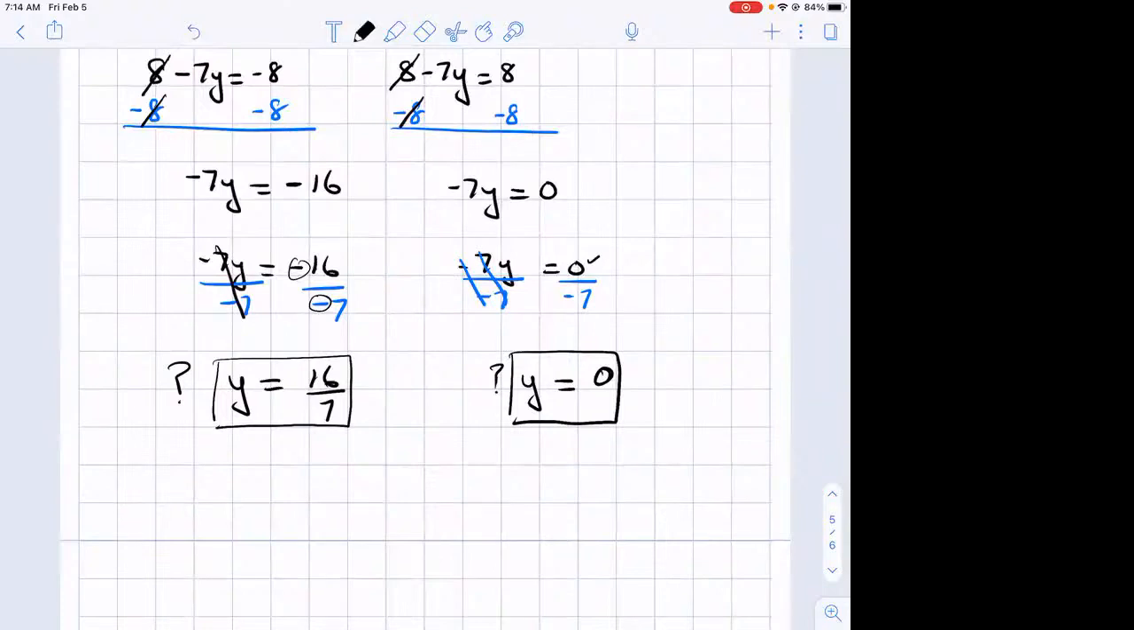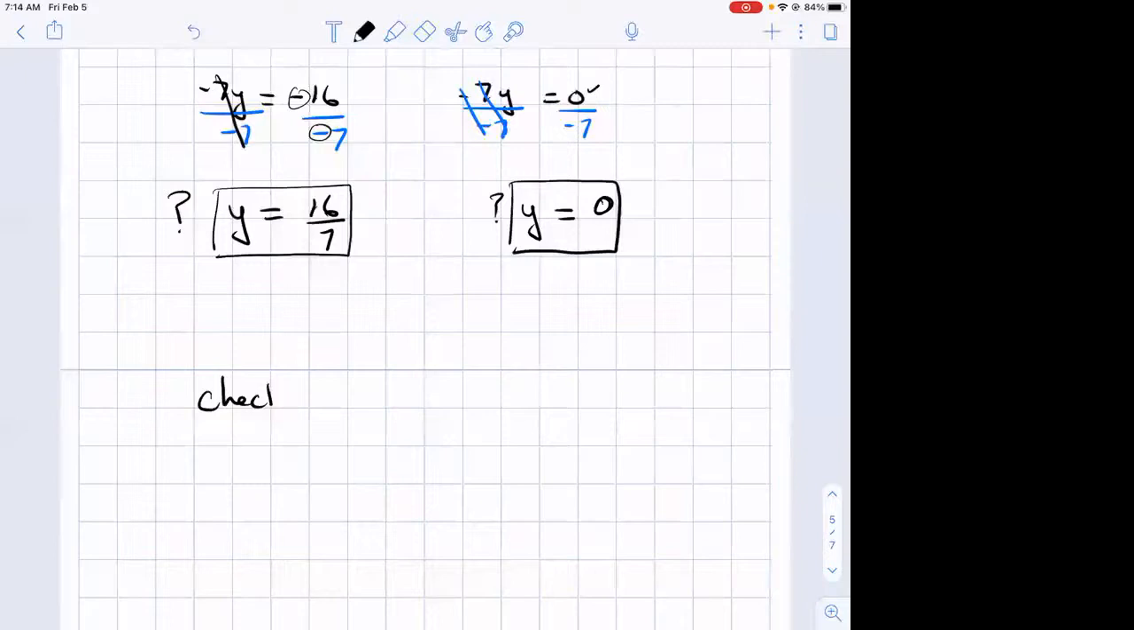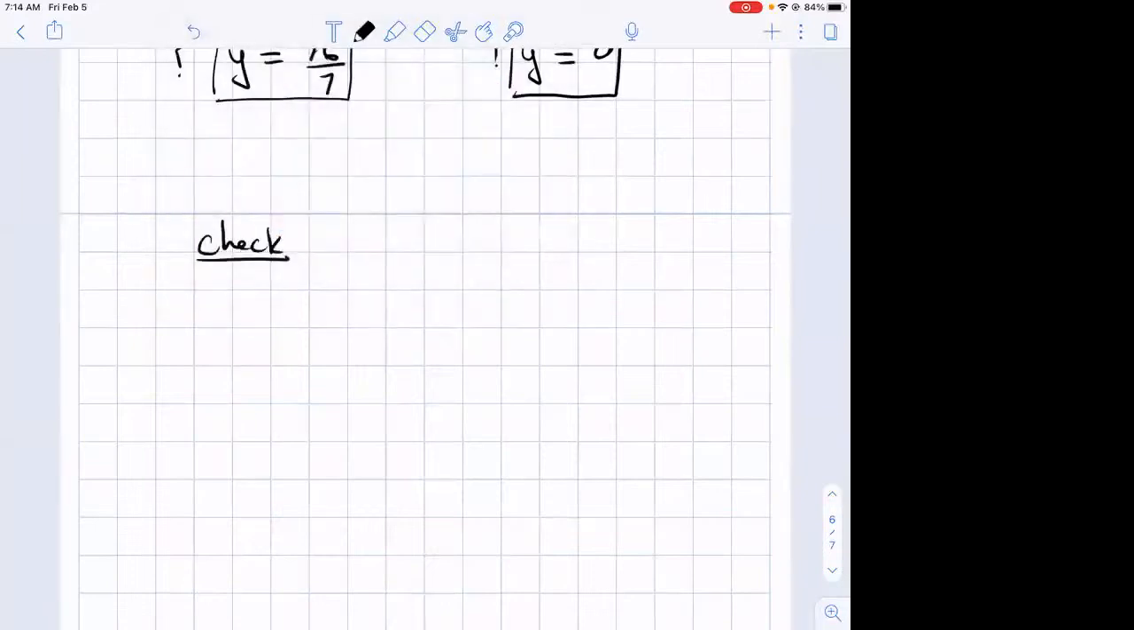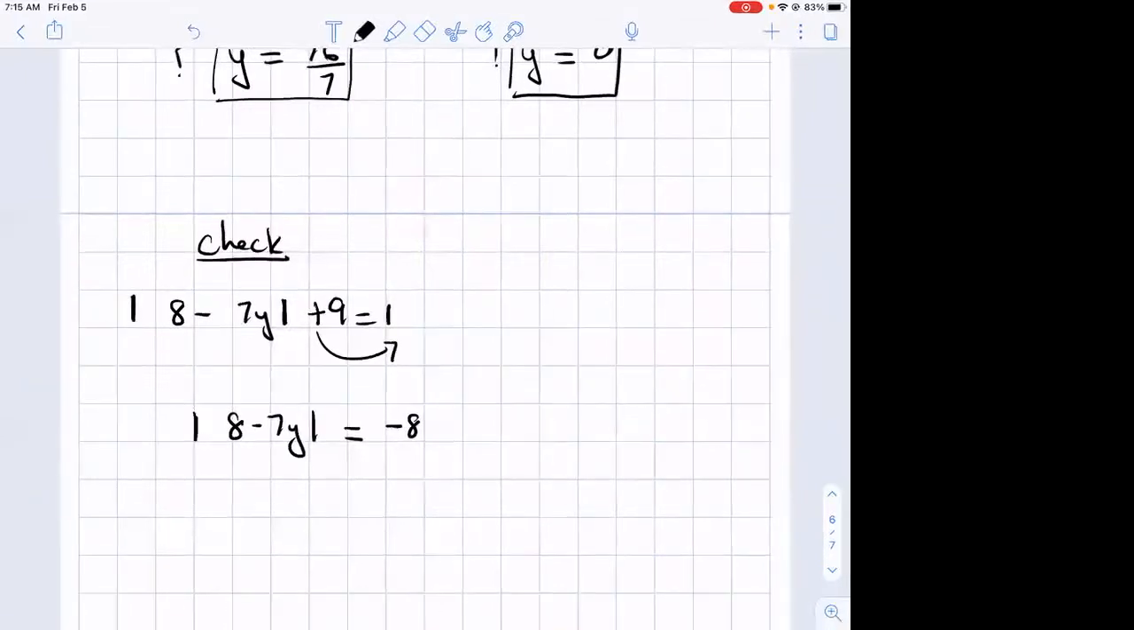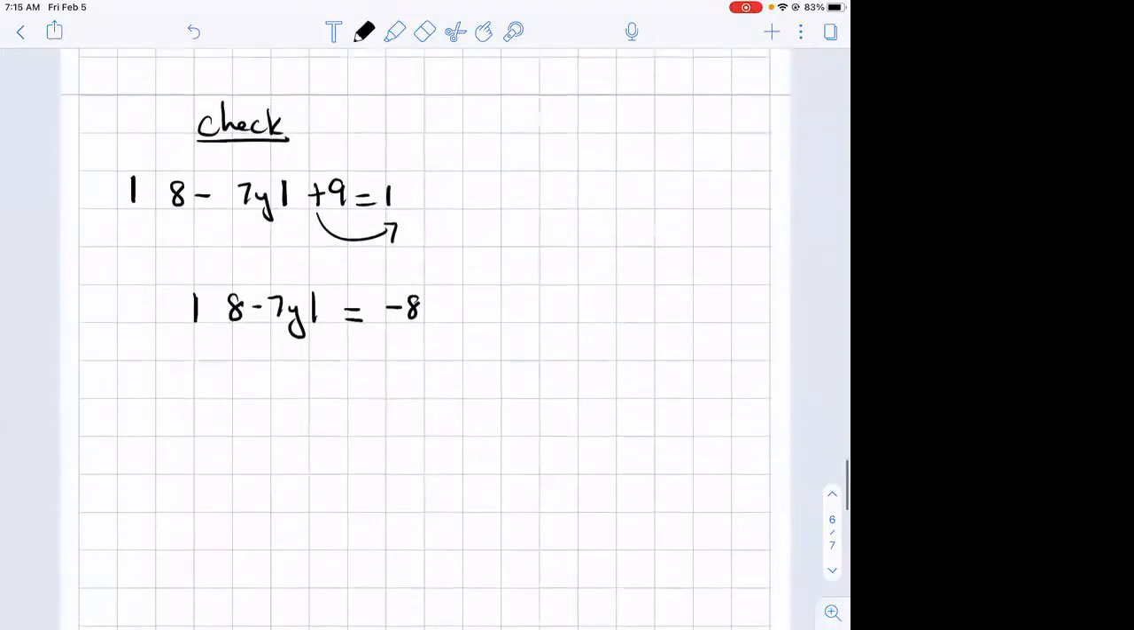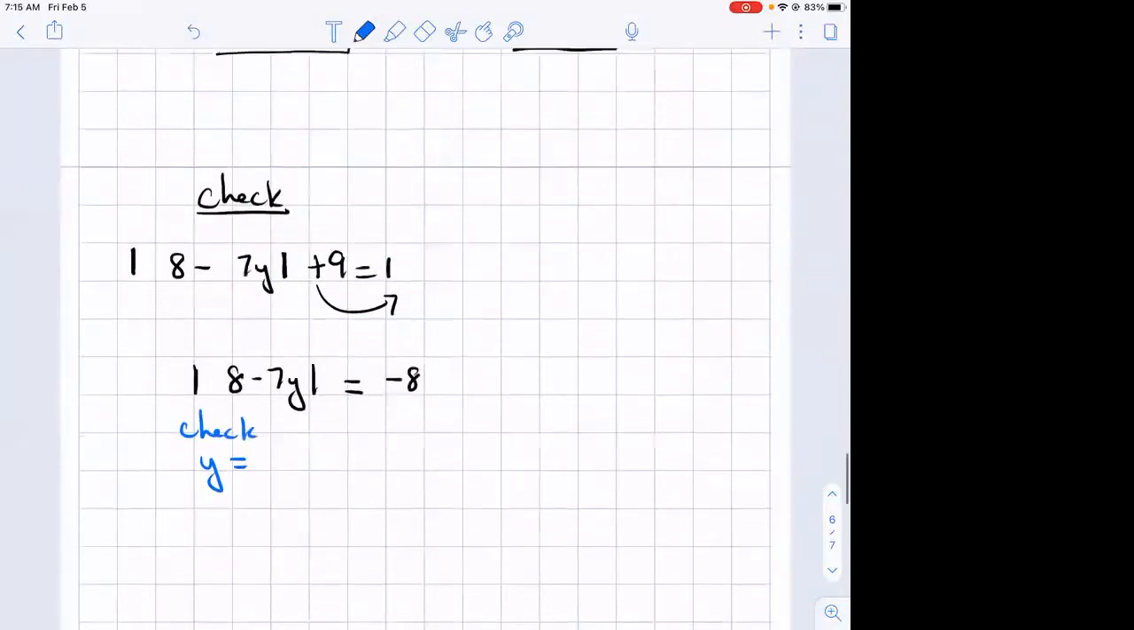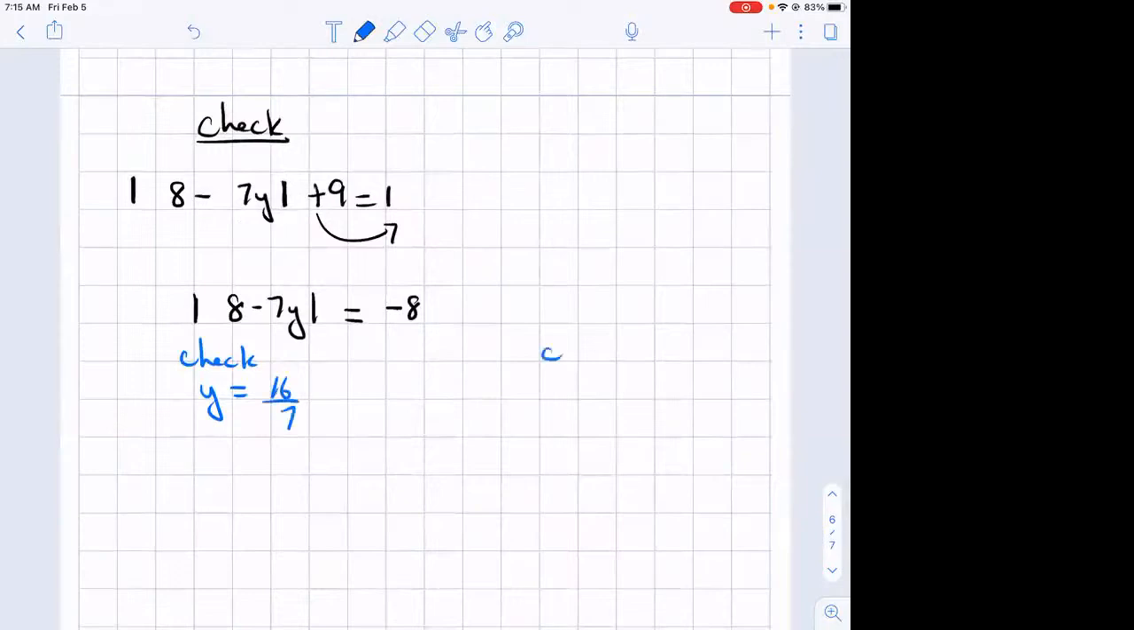Now, let's check. Remember, we have to check. Remember what our original equation is. Our original equation is the absolute value of 8 minus 7y plus 9 is equal to 1. Or, if you wanted, when you brought this to that side, you had the absolute value of 8 minus 7y is equal to minus 8. Either one of these two you can use. It doesn't matter. So let's check. We're checking that y is equal to 16 sevenths, and we also want to check that y is equal to 0.